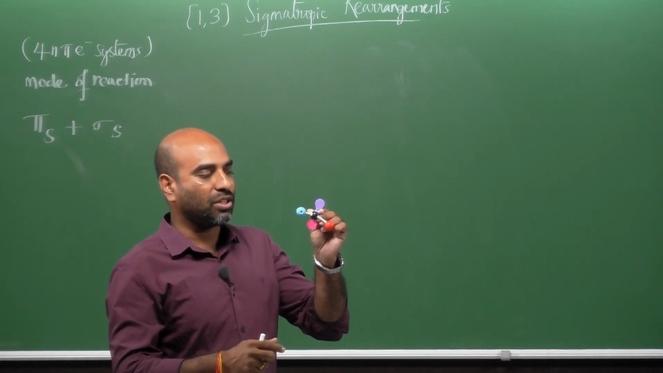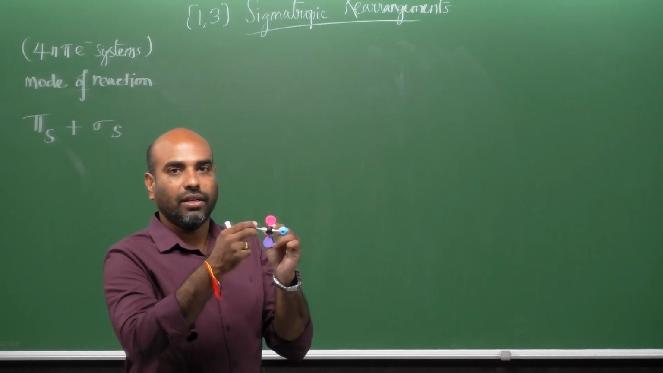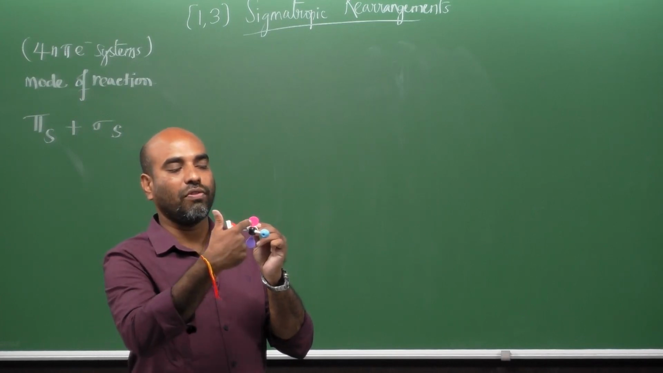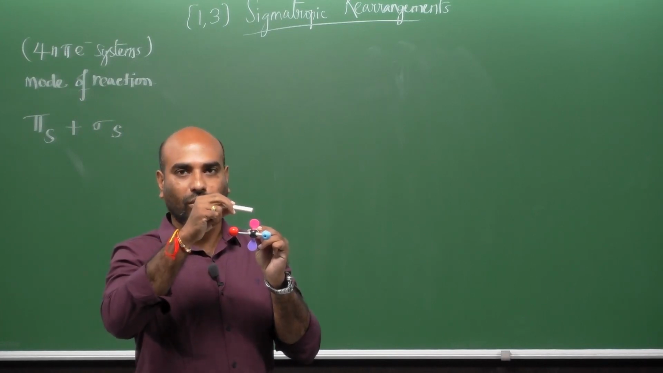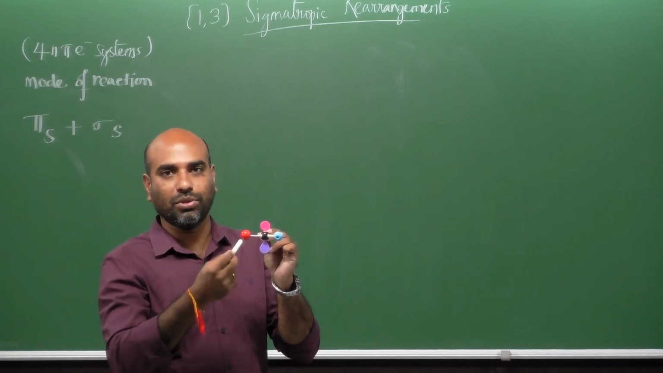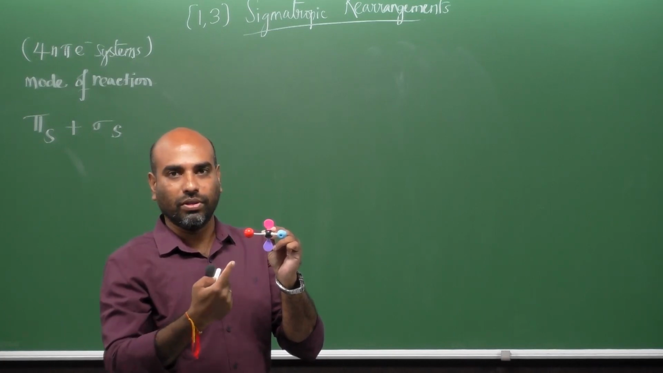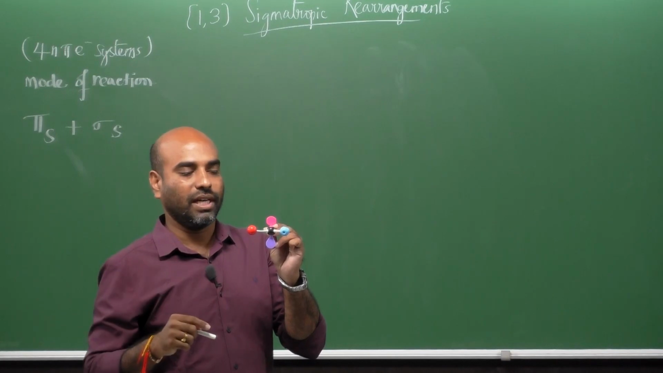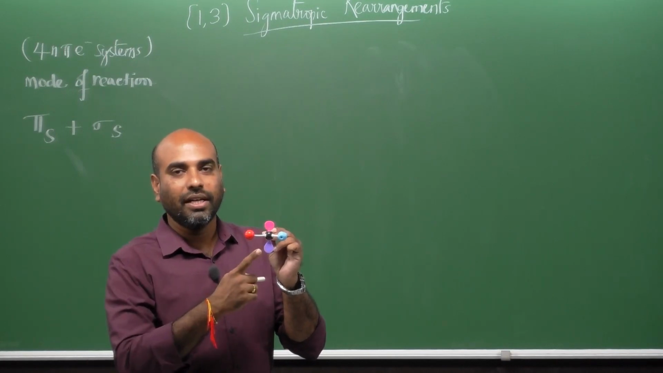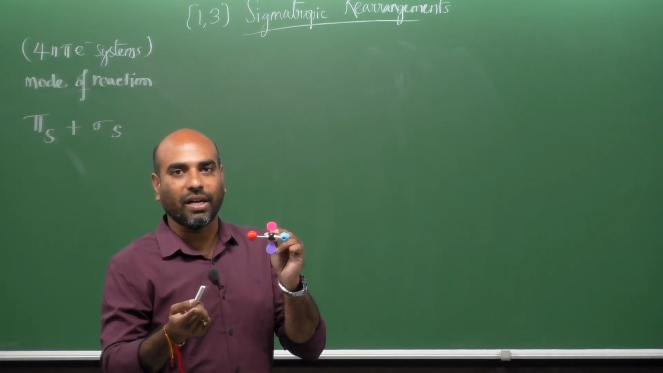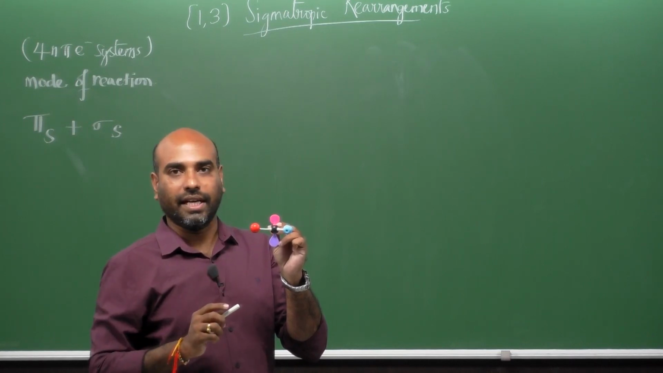If it has to change the phase and then form the sigma bond using this slope, you can clearly observe now that it has turned upside down, right? So what does it mean? It is becoming an antarafacial partner during the course of the reaction.